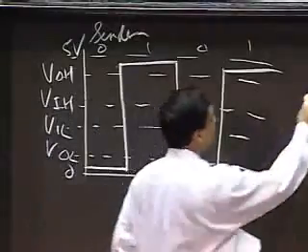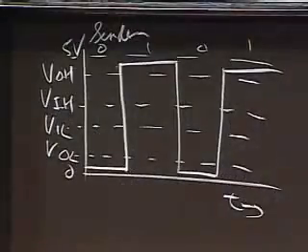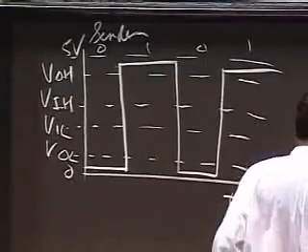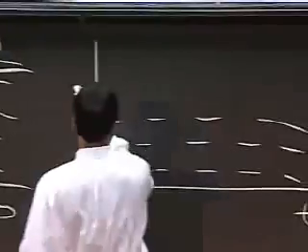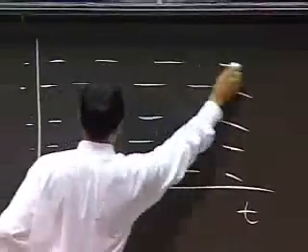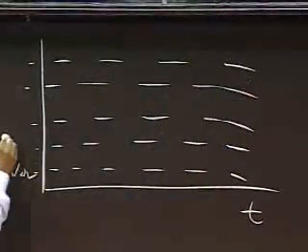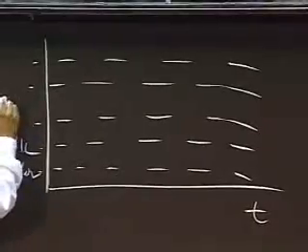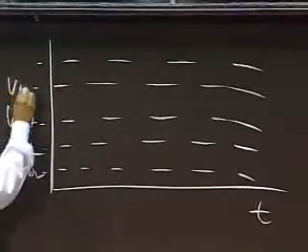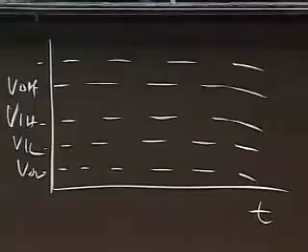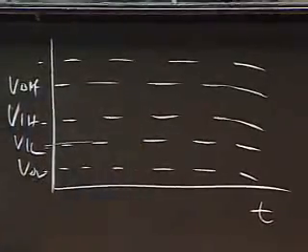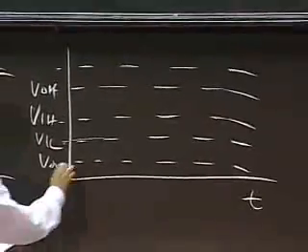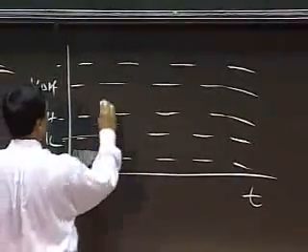And at the receiver, I have VOL, VIL, VIH, VOH. So at the receiver, I interpret any signal below VIL as a 0. So I may get some signal that looks like this.